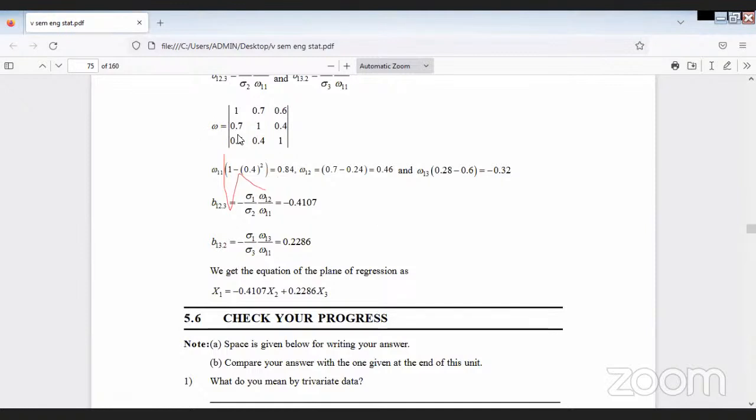Multiply. First column: 1 into 1 minus 0.4 squared. First row, first column: 0.7 into 0.4, into 0.6, 0.24. Correct. So here W13 is equal to 0.28 minus 0.6. Multiply. What is the value of 1 minus 0.16?